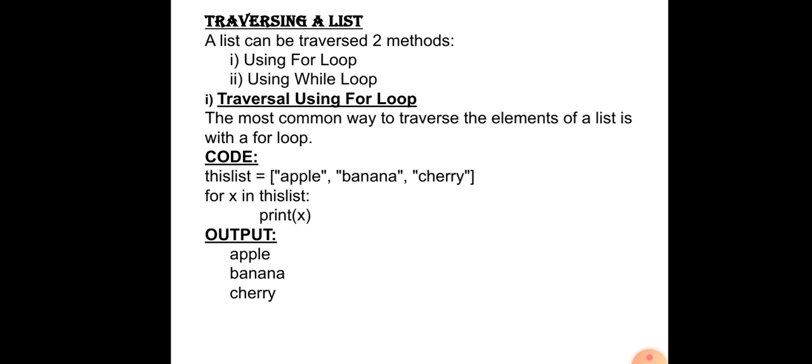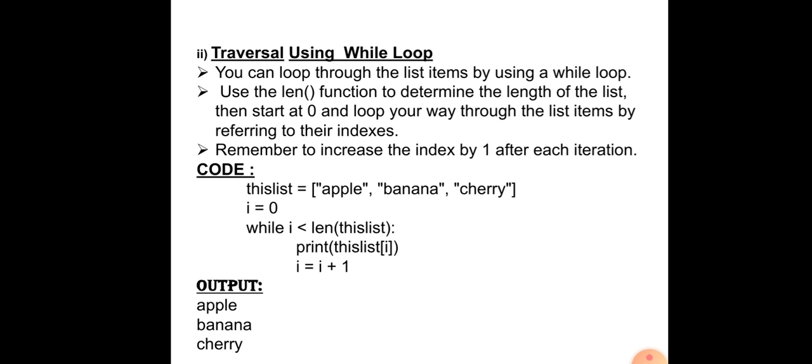Traversing a list. A list can be traversed in two ways. One is by using a for loop, and the other is by using a while loop. Traversing means visiting the elements from the start to the end. Here I have enclosed the code to traverse a list by using a for loop. And here I have used the while loop to traverse the Python list.